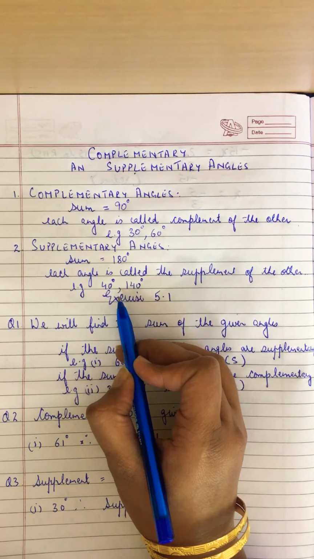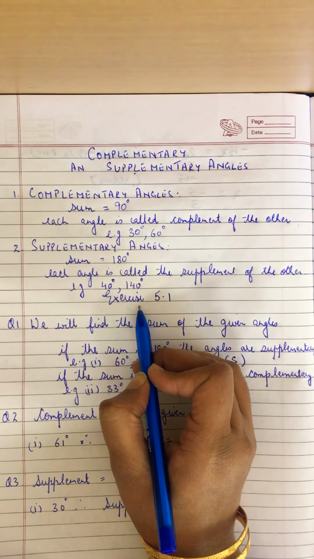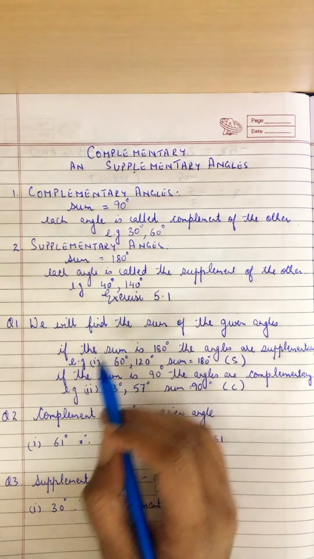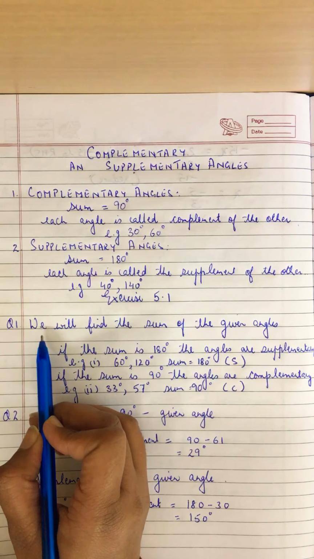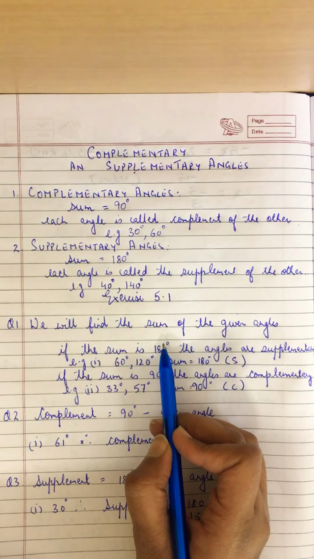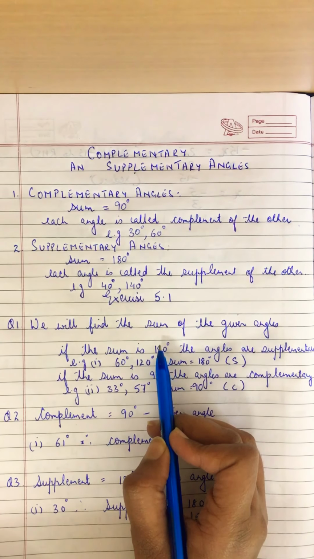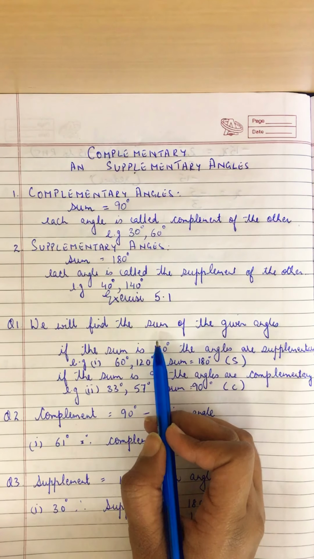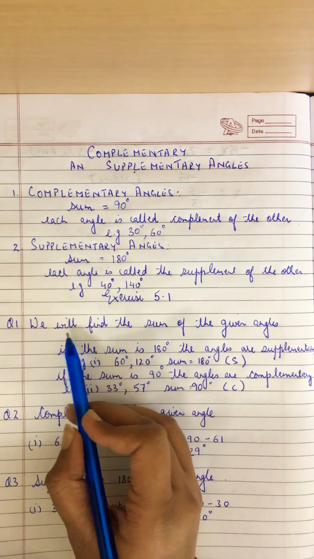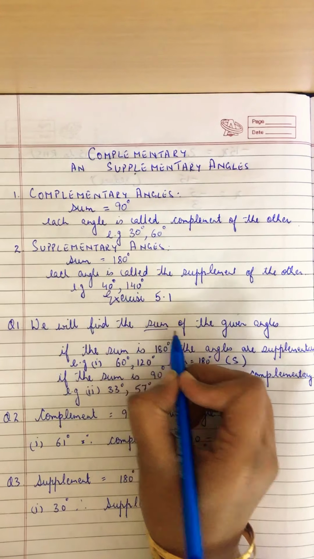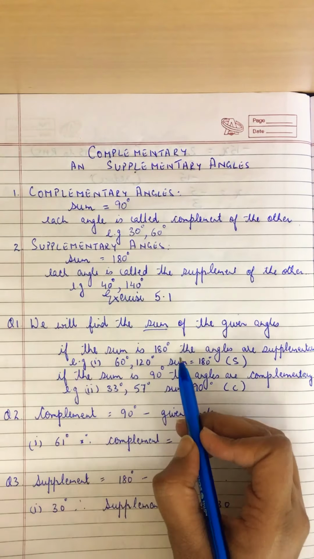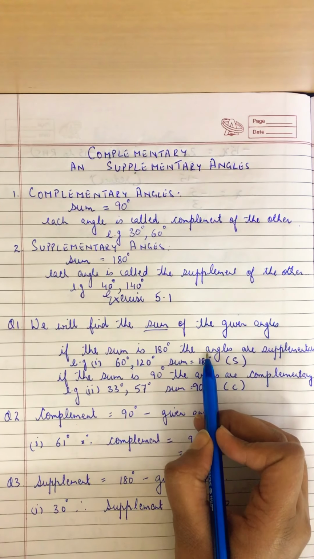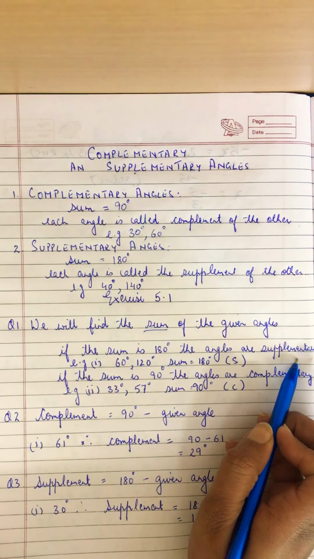For better understanding, let us solve questions of exercise 5.1. In question number 1, they have asked us to write whether the given angles are supplementary angles or complementary angles. Now to solve this question, we will find the sum of the given angles. If the sum is 180 degrees, we will write the angles are supplementary.